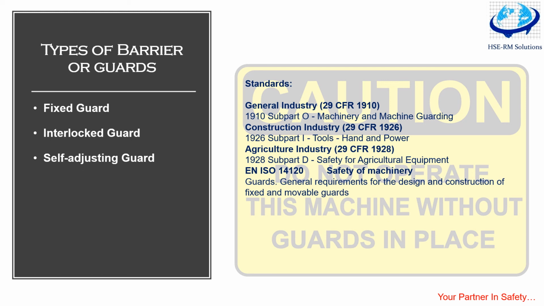Where barrier guards are impractical, safeguarding devices can be considered, such as two-hand control, interlock gate guards, presence sensing devices, light curtains, pressure sensitive mats, restraint devices, speed limiters, and so on.